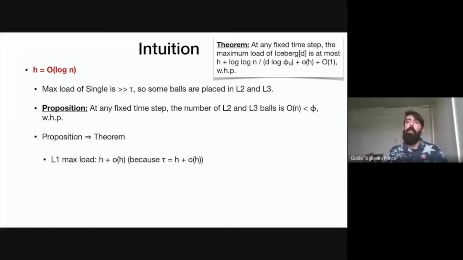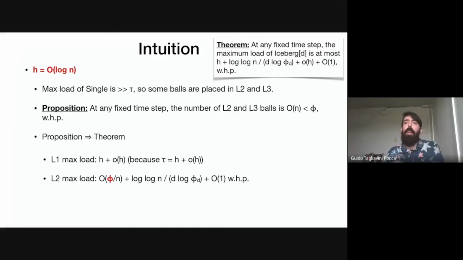So the level 1 max load is going to be deterministically at most h plus little o of h, right? Because we have this per bin threshold. Then for the level 2 max load, we're going to use the formula we know, the weak bound we know for left D. And by construction, we know that we always have at most phi balls. So we just plug in phi in that formula. And since phi is O of n, that term is really a constant. So this is within the bound we want to achieve.